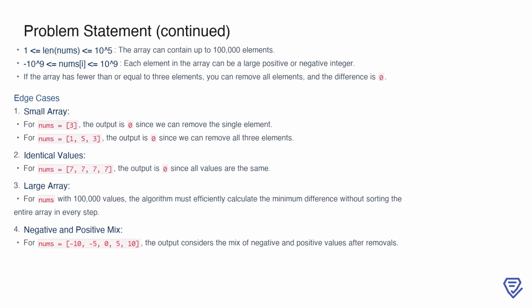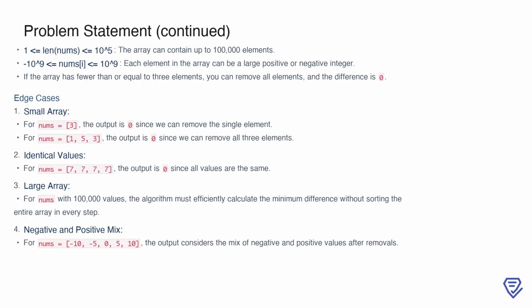Let's now consider the constraints and edge cases for this problem. The array can contain up to 100,000 elements, which means we need an efficient solution since brute force approaches would be too slow. Each element in the array can be as small as -1 billion or as large as +1 billion, so the algorithm must handle extreme values gracefully. If there are 3 or fewer elements in the array, the problem simplifies because we can remove all of them, resulting in a difference of 0. For edge cases, if the array has just 1 or 2 elements, the output will always be 0.